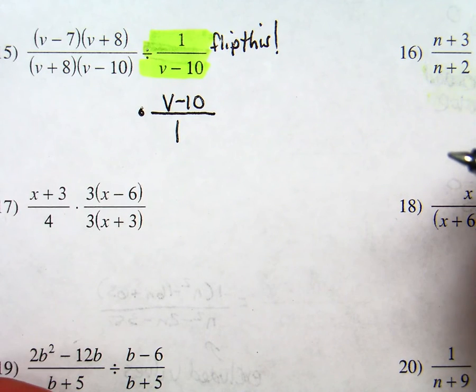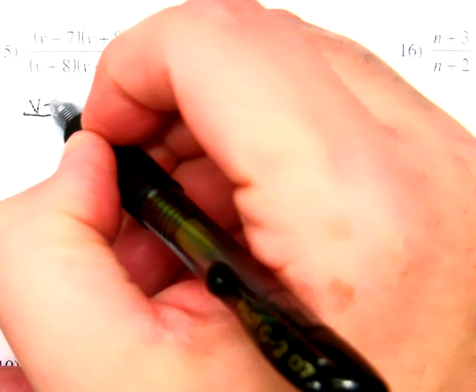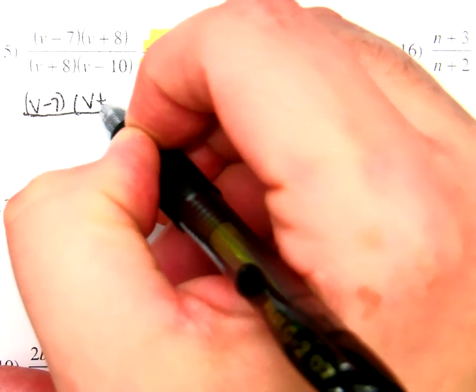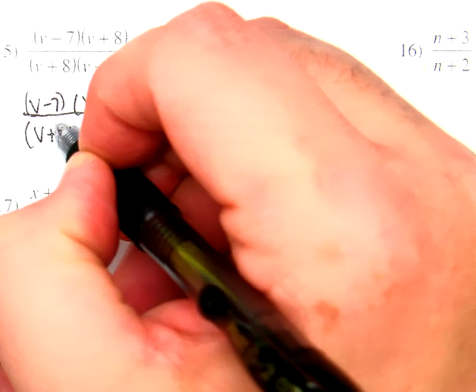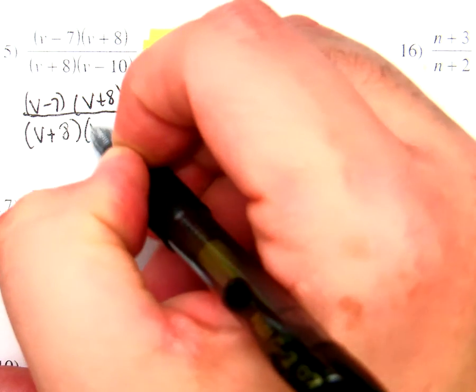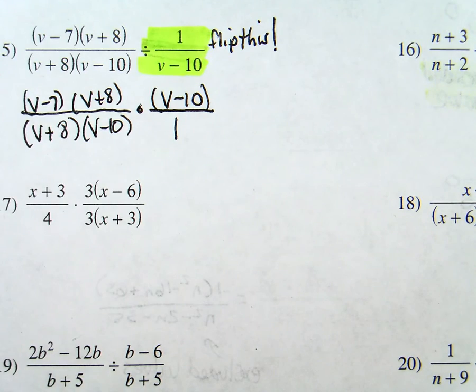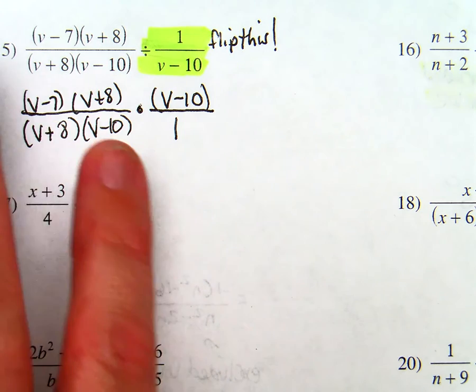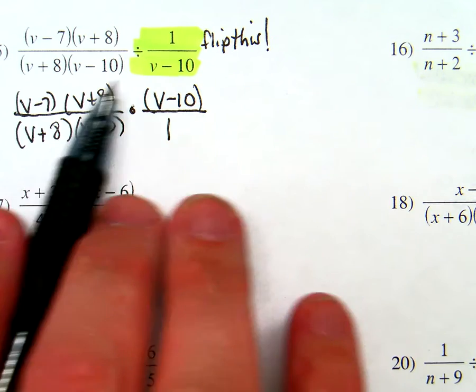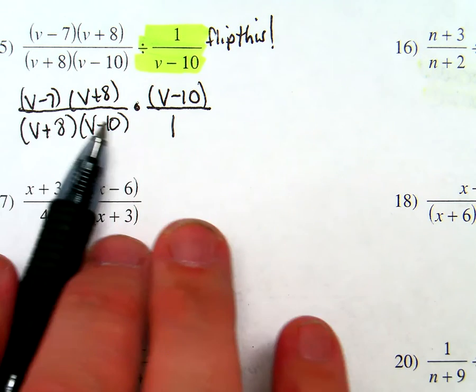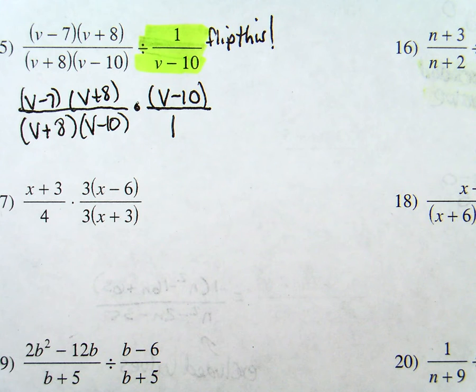And I still have all the stuff here. I have v minus 7, v plus 8, v plus 8, v minus 10, and 1. And I'll put the v minus 10 here. Now, the nice thing about multiplication is that once it's in factored form, it's just going to be v minus 7 times v plus 8 times v minus 10 over v plus 8 times v minus 7. So we can start dividing out common factors if it's in a multiplication problem.